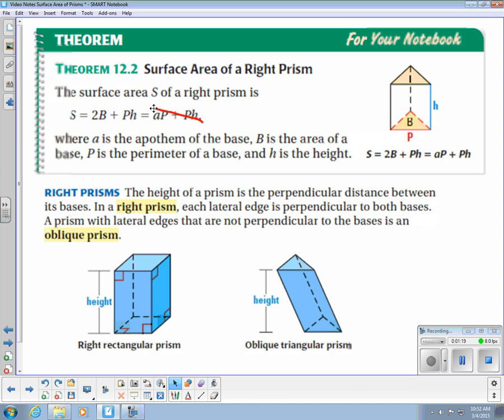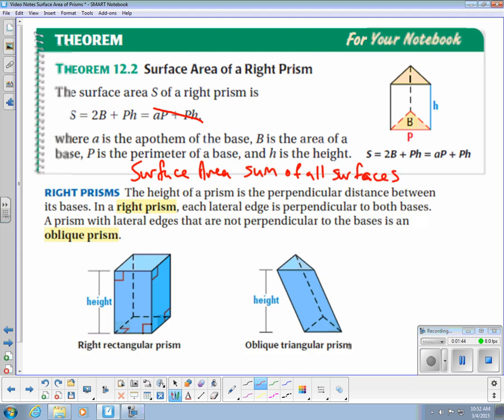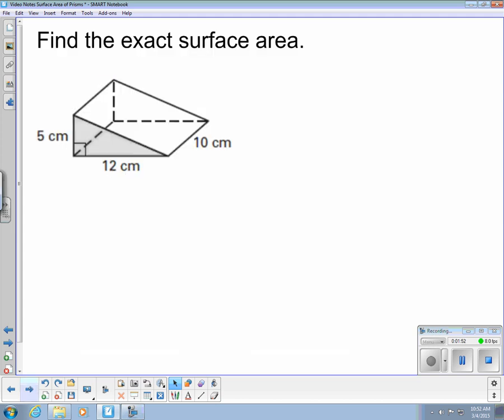You cannot use the surface area formula for an oblique prism. You have to break it into its parts and find the shapes and add them all together. So just again to remind you, the surface area of any figure is the sum of all surfaces. That's the key to what we're going to be doing. And sometimes you'll have to break a figure into all the different surfaces to find out what the surface area of that figure is.